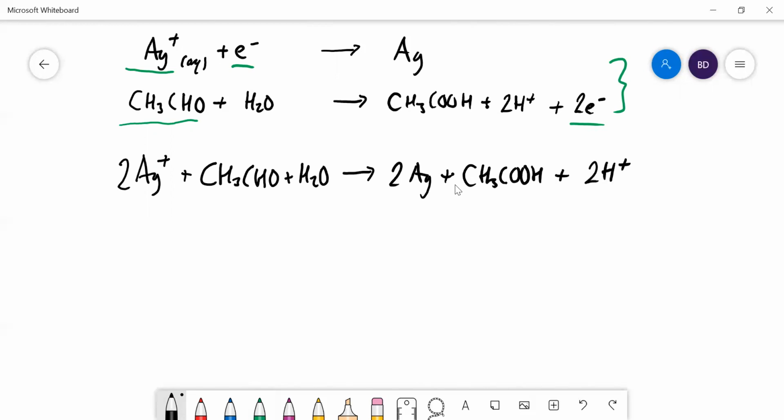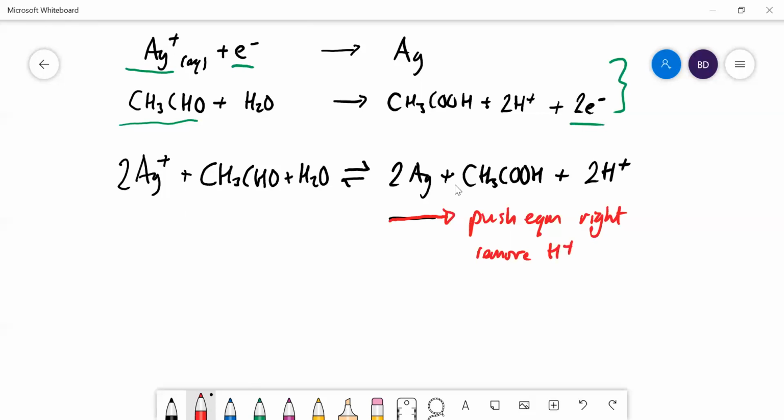plus. Okay, again, this is an equilibrium reaction, so I'm going to rub that out and put an equilibrium arrow in there. Le Chatelier tells us, again, how can we push the equilibrium to the right? How do we do that? We do that by removing the H plus ions. How do you remove the H plus ions? You make the solution alkaline.